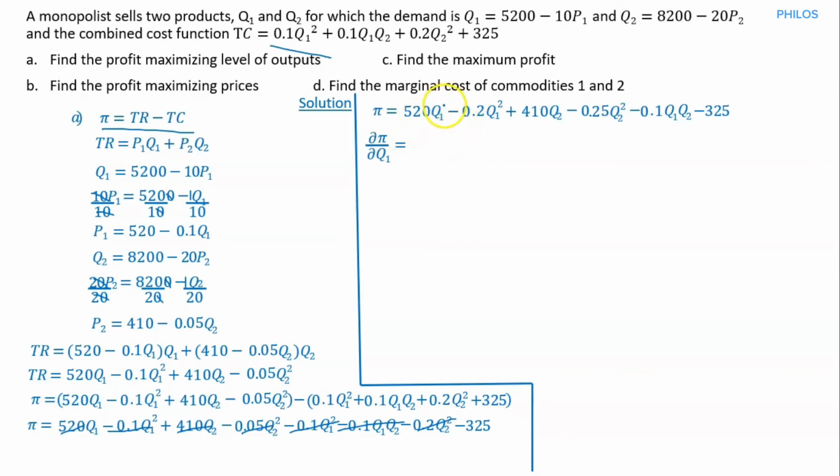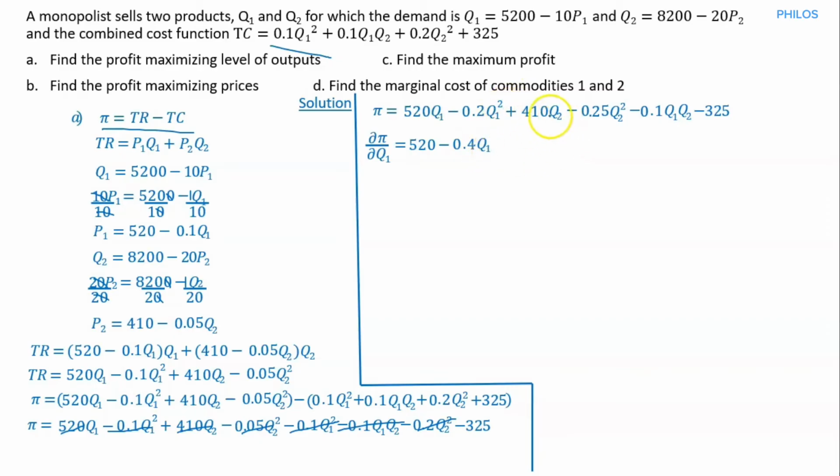Okay. Q1 has an exponent of 1 here. When it multiplies, it becomes 520. Subtract 1 from the exponent, you have 0. So Q1 exponent 0 is 1. And 1 times 520 remains 520. So it remains 520. Then we are differentiating with respect to Q1. Okay, so there's Q1 here. These two here as an exponent multiplied by negative 0.2, you get negative 0.4. Okay, Q1 exponent 2 minus 1. Okay, and 2 minus 1 is 1, so that's why we leave it as Q1.